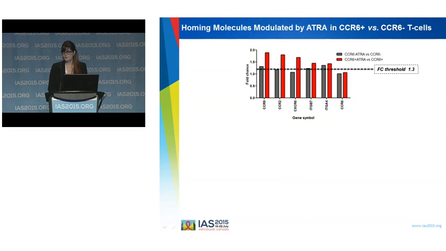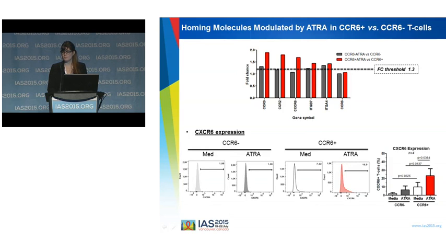In an intelligent search for transcripts involved in cell homing, we confirm that ATRA induces the expression of CCR9 and integrin alpha-4 beta-7 in both subsets. We also identify CCR5, a major HIV co-receptor, as being upregulated by ATRA in CCR6 positive cells only, at the mRNA level and protein level.